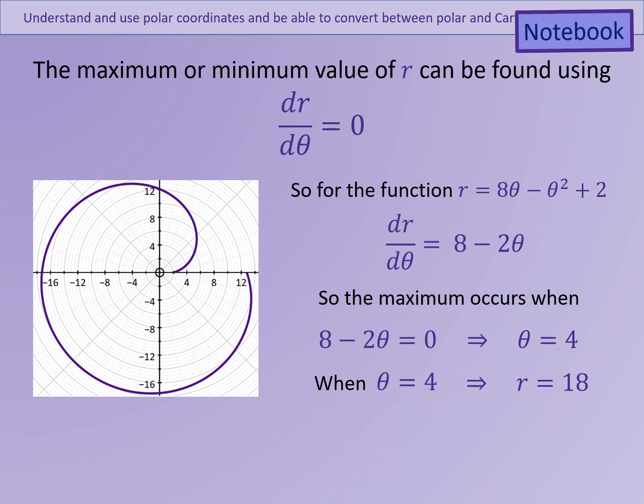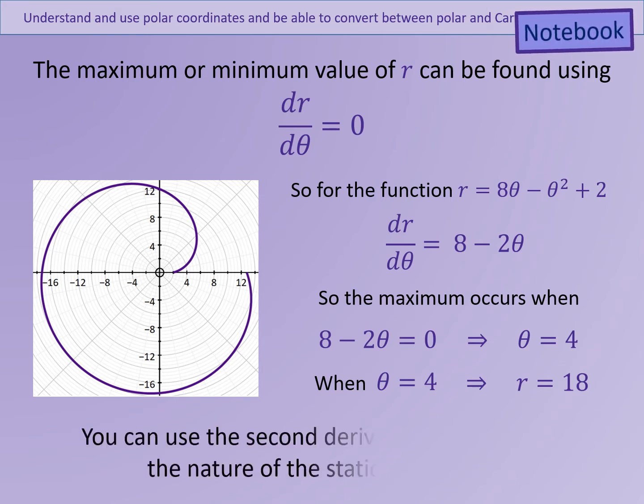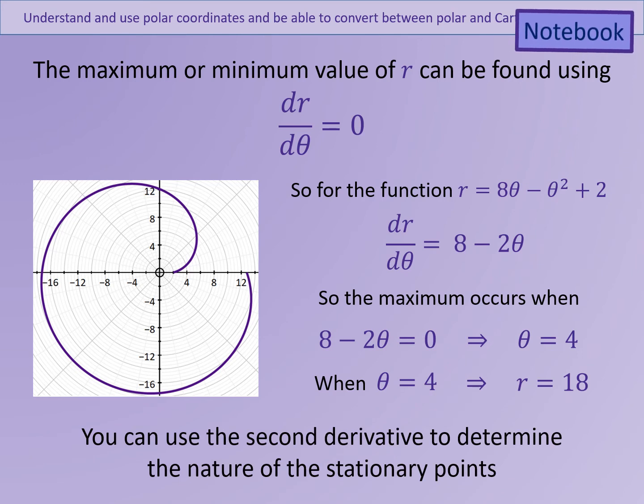We would need to check that this wasn't a minimum value by finding the second derivative in the same way that you would do with a Cartesian curve. You may also need to check the endpoints to make sure that these values are not maximums or minimums in themselves. So if the curve is going from 0 to 2 pi, you would also check the values of r at 0 and 2 pi and check that neither of these are larger than the value you found.